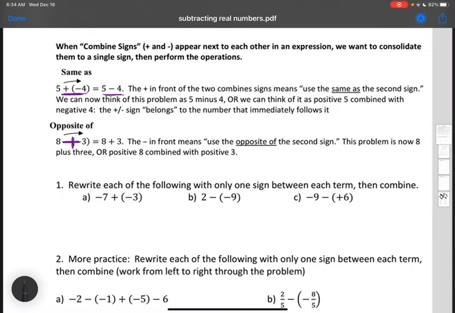Okay, so now number 1 says rewrite each of the following with only one sign between each term and then combine. So go ahead, take a minute or two, try that on your own, come back when you're ready.